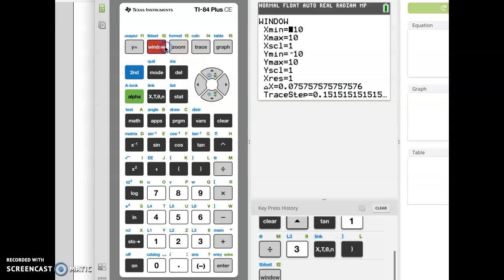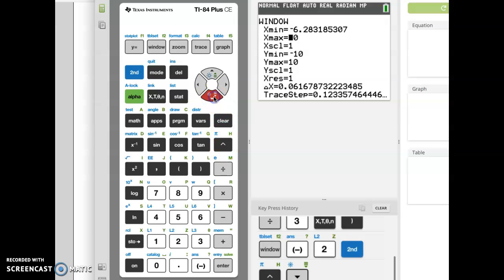For my window, I'm just going to go from negative pi, where is my pi? Over here. And then to +2 pi. It really doesn't matter. You can adjust it to however you want.